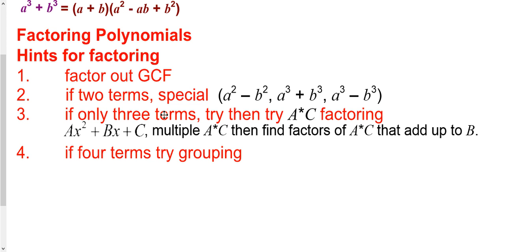If there's only three terms, then you want to try the AC factoring. So A is the number in front of your x squared, C is the number that doesn't have any variables by it. You multiply them together, and then you find factors of that number that add up to B, where B is the middle term. And we'll walk through that here in a bit. If there's four terms, you want to factor by grouping.